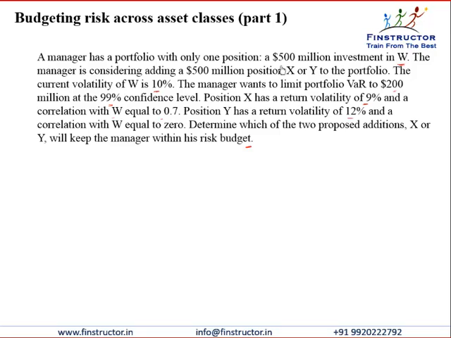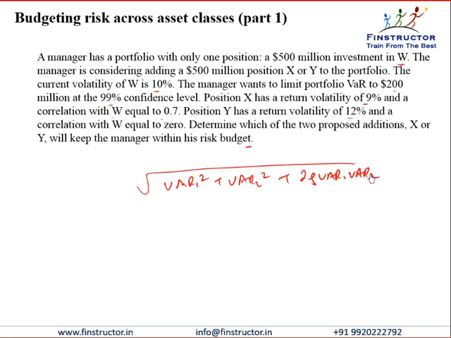So there are 500, 500 again, and the correlation is given. So we can again simply apply the formula that the VaR for the overall portfolio will be equal to the VaR of position 1 plus the VaR of position 2 plus 2 times correlation times VaR of 1 times VaR of 2.